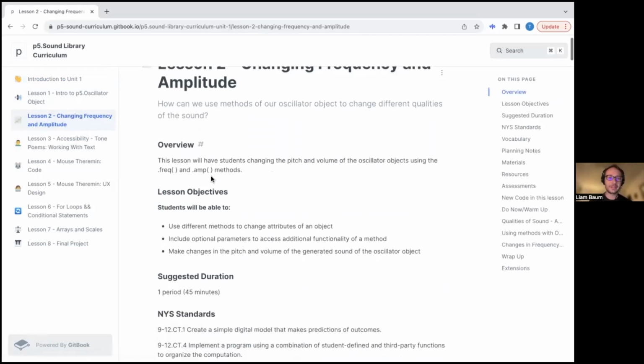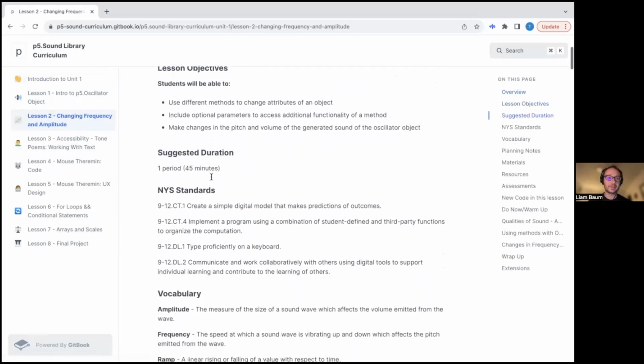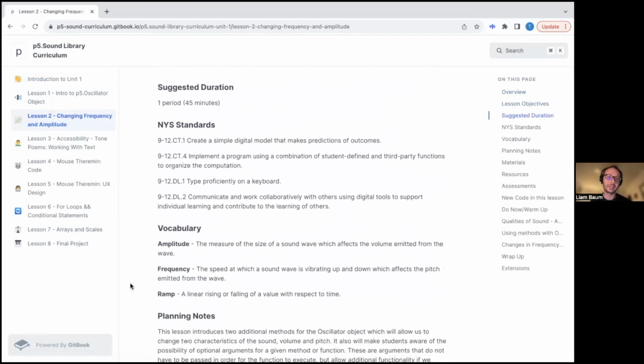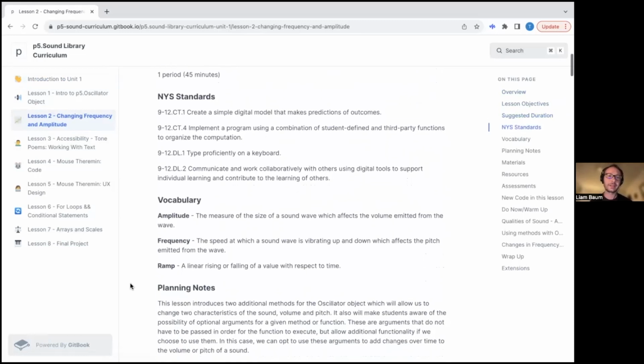All the lessons include an overview, objectives, durations. One of the things I really wanted to focus on was New York State standards, which is becoming a big push in computer science, at least within the New York City area. There's a whole new set of standards, so making these lessons align to those standards was important.